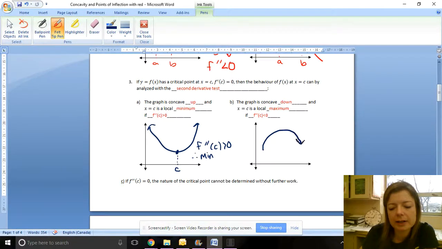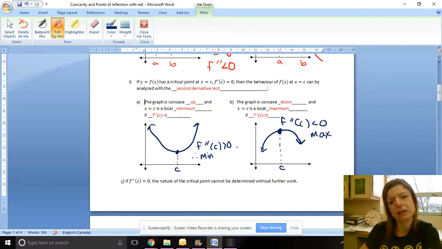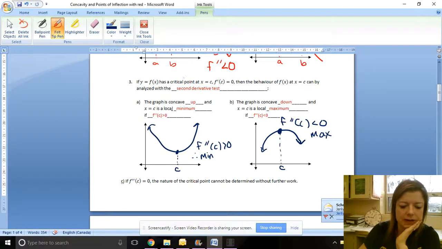Similarly, for something to be a maximum, you have to be in a concave down section. So if f double prime, your second derivative at C, is negative, you know you're in a concave down section, so therefore this has to be a max. Remember, you've already identified C as a critical point. Then you can just test whether the second derivative there is positive or negative. That will tell you if you're in a concave up or down section, and then whether it has a max or a min.